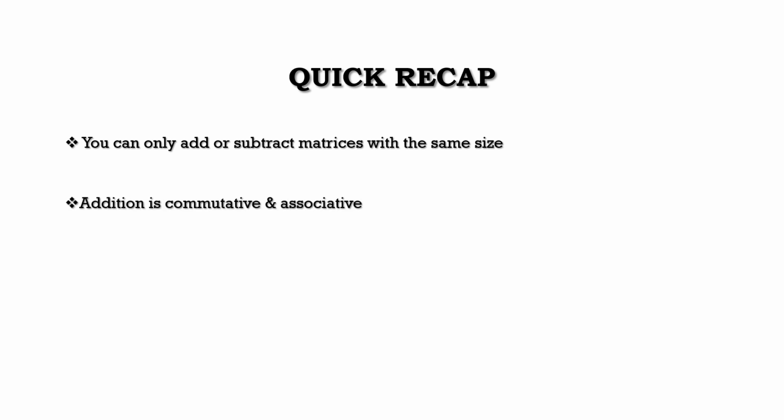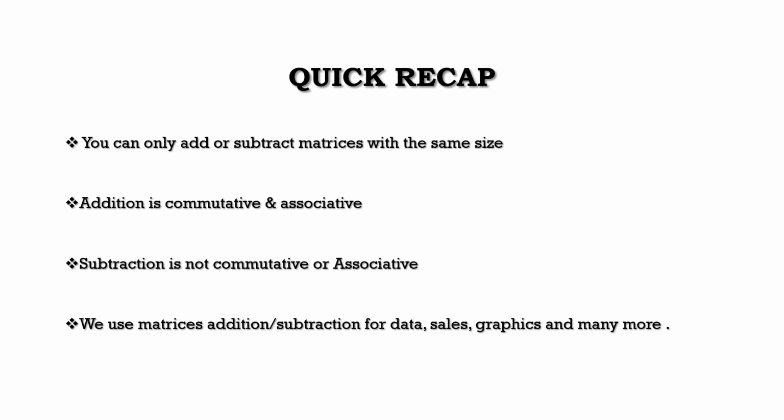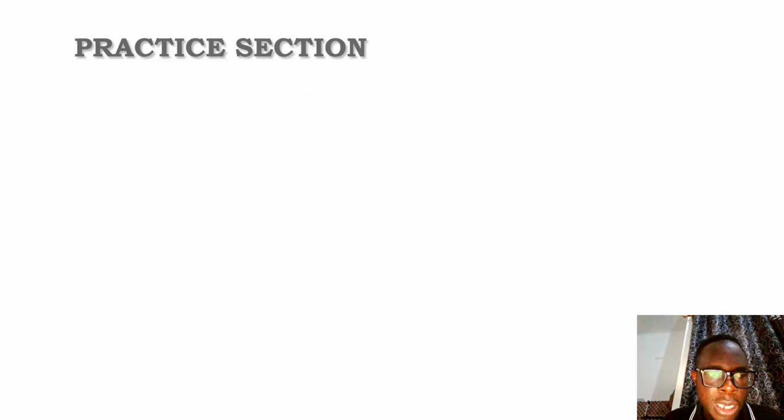So let's come to a quick recap to understand all the concepts. You can only add or subtract matrices with the same size, dimension, or order. Then addition is commutative and associative. Subtraction is not commutative or associative. Then we use matrix addition or subtraction for data, for sales, that is to find the total sales, for graphics, and many more. Now let's move to a practice section.